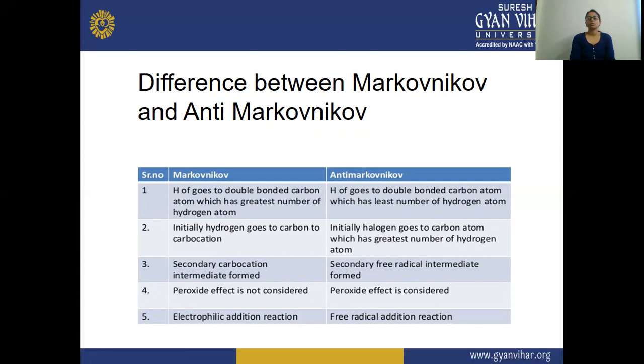When in peroxide there is a homolytic fission, there is a formation of free radical. So here the free radical gets added to the reactant. After that, the alkyl halide is formed in the last fourth step of the reaction.